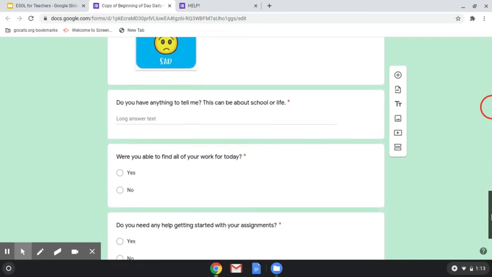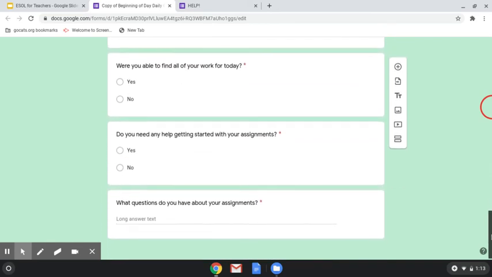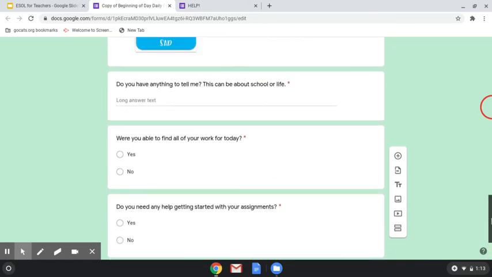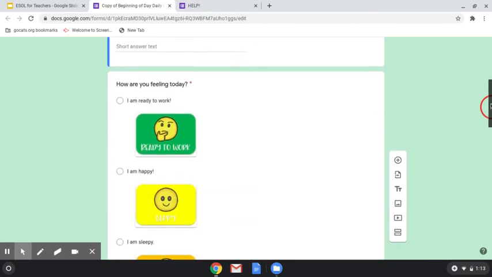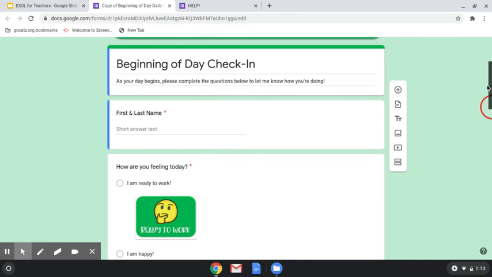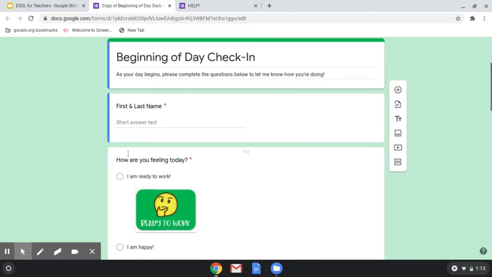Were you able to find all your work for today? Do you need help getting started with your assignments? What questions do you have about your assignments? So this is a simple form. You don't have to do a form like this every day, but it would be helpful just to add the question, how are you feeling today, on your bell ringer if you're going to be doing that using the Chromebook.